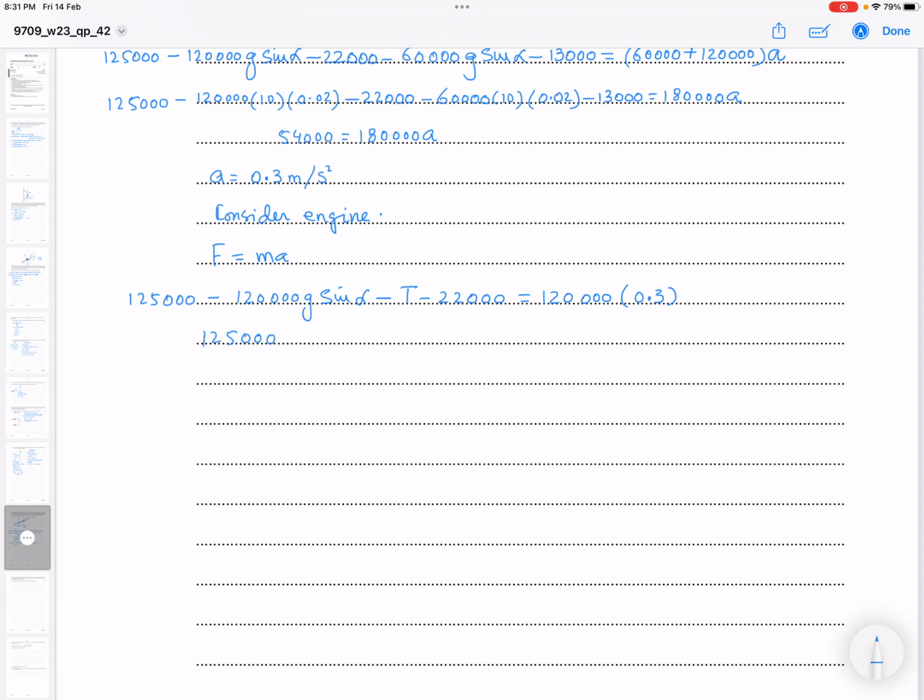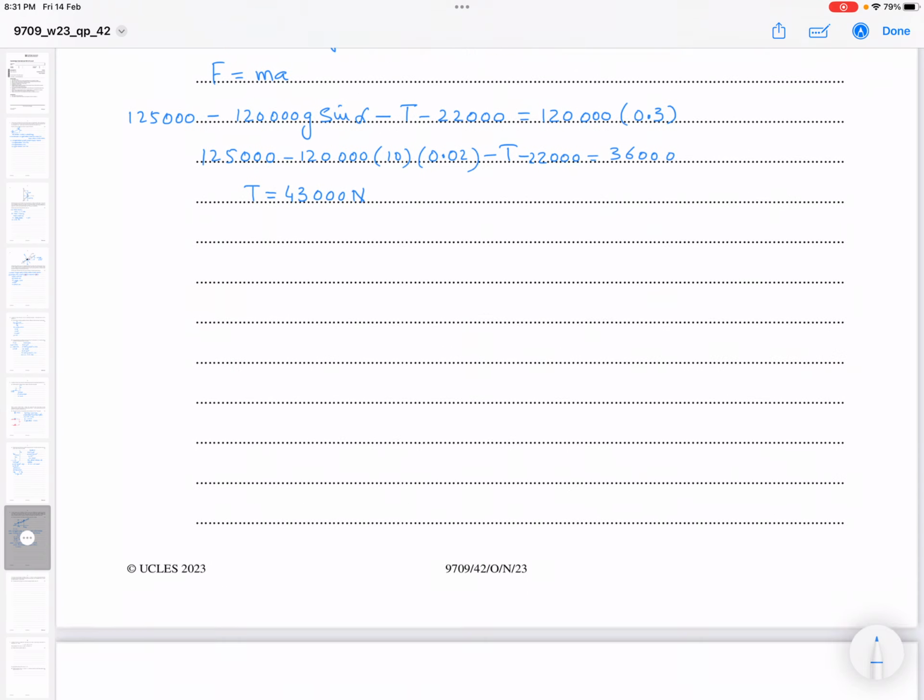So now simplify this. 125,000 minus 120,000 times 10 times 0.02 minus T minus 22,000. This is equal to 36,000. And from here, if you isolate T, you will find out its value as 43,000 Newton. That's it for this part.